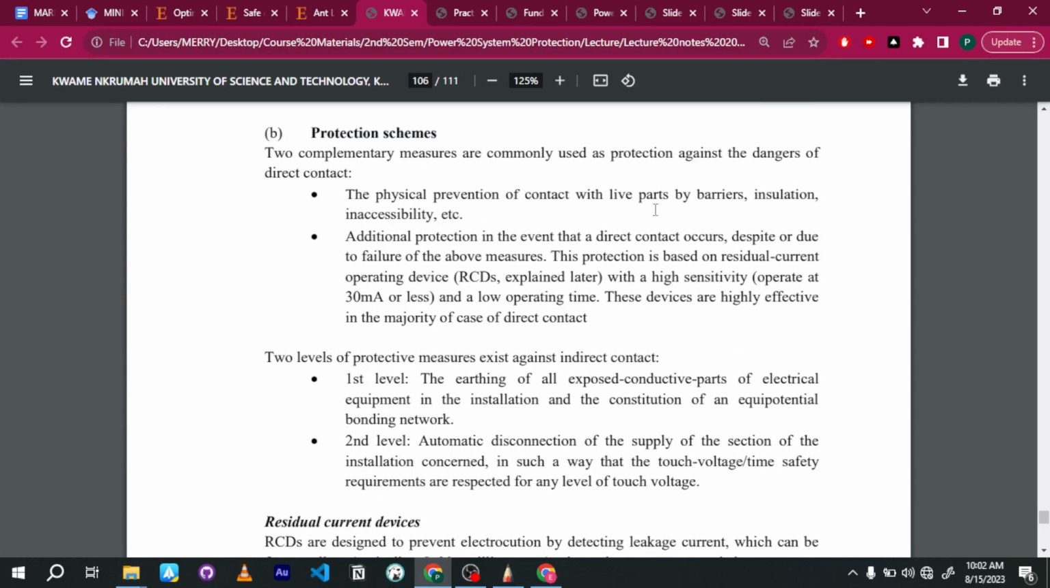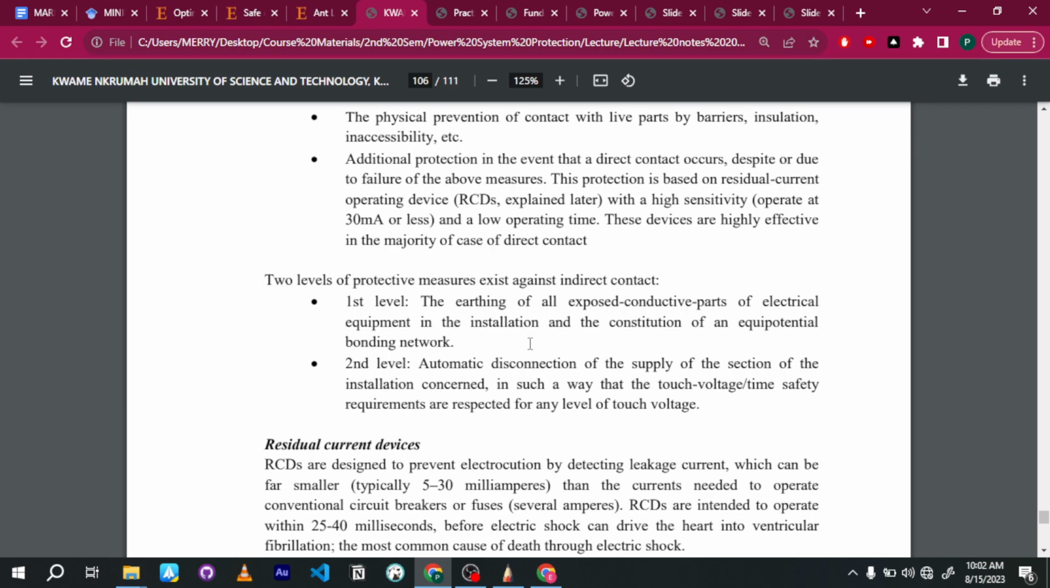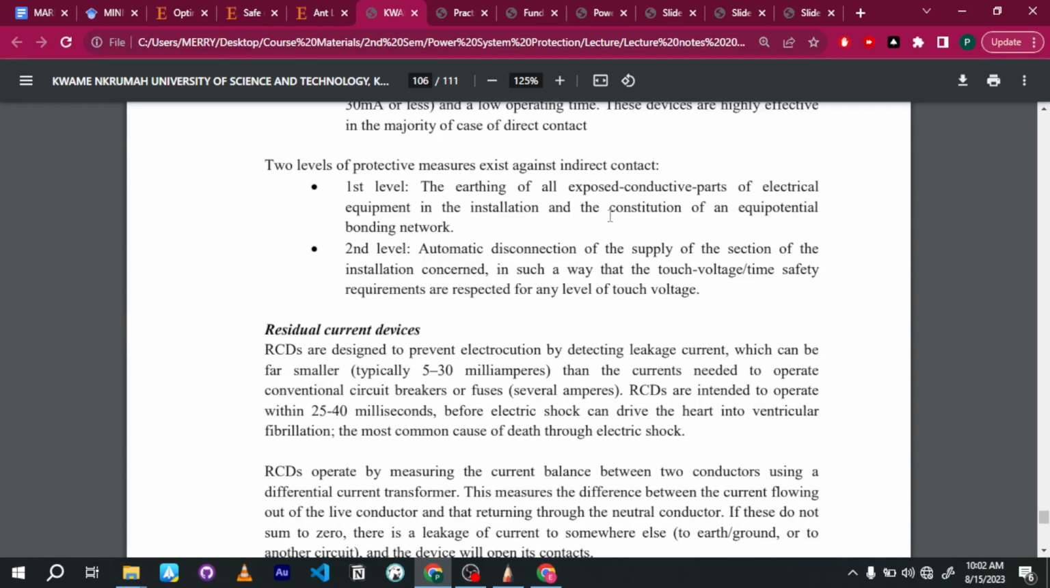Physical prevention of contact with live parts with barriers, insulation, or inaccessibility by using screws or something to make sure that you don't actually touch parts that are live. You understand? In additional protection, you use RCD or the earth leakage circuit breakers. Understand?